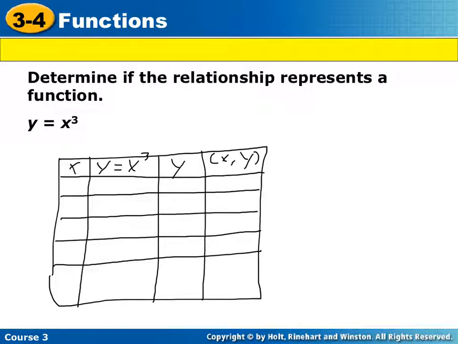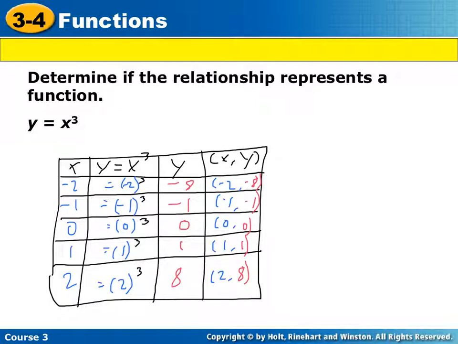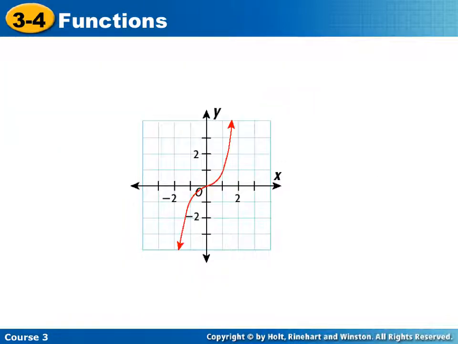So here's the table I came up with. I'm going to plug in my points of -2, -1, 0, 1, and 2. And I'm going to get the points -2, -8, -1, -1, 0, 0, 1, 1, and 2, 8. I'm going to plug that into a graph, and I'm going to see if I can use the vertical line test to see if this is a function. So my graph will look like this. Here is my graph.